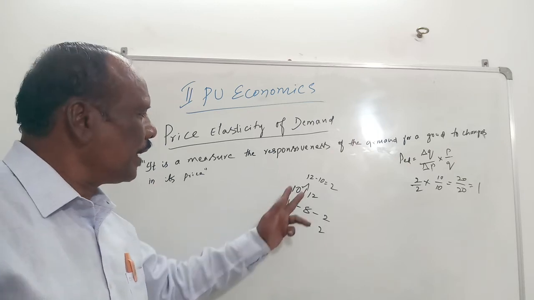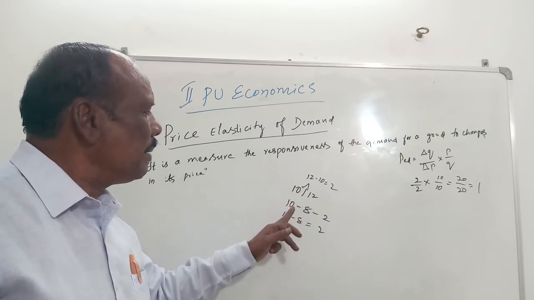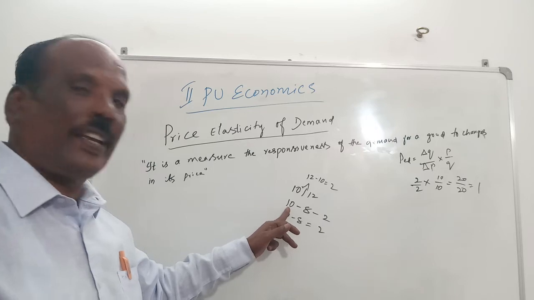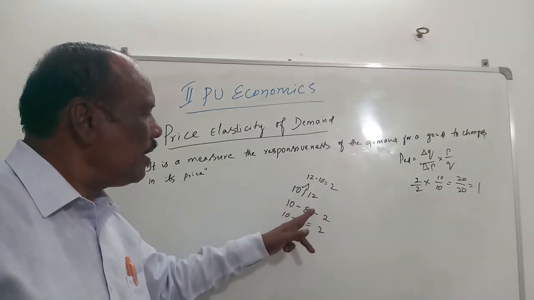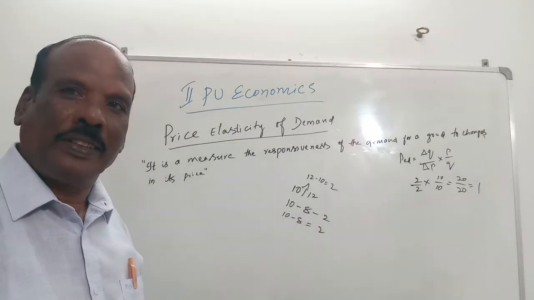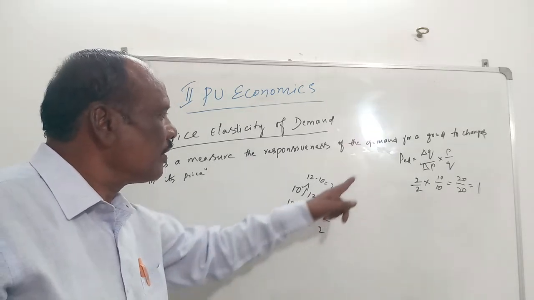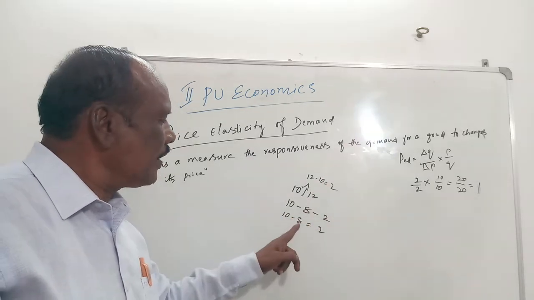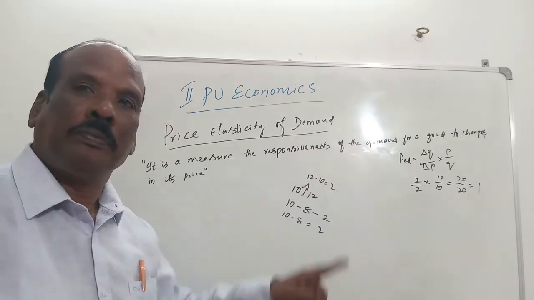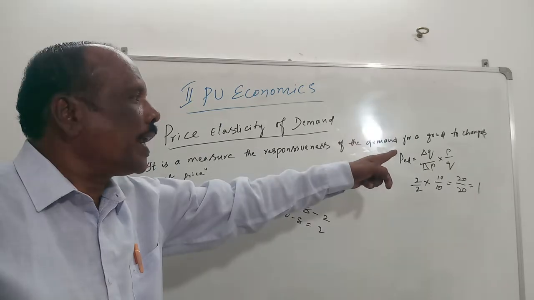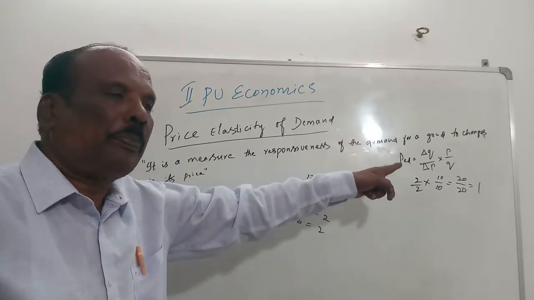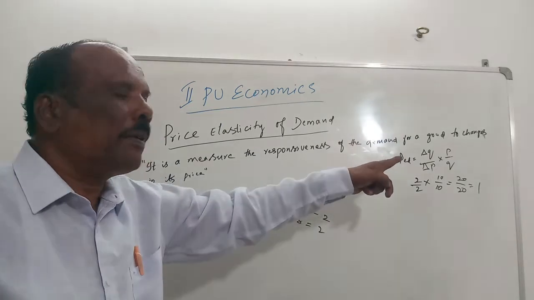Please understand, when the price was 10, the demand was for 10 kgs. When the price rises to 12 rupees, the demand fell to 8 kgs. So that is the change in quantity demanded, and this is the change in price. So PED is equal to delta Q divided by delta P into P divided by Q.